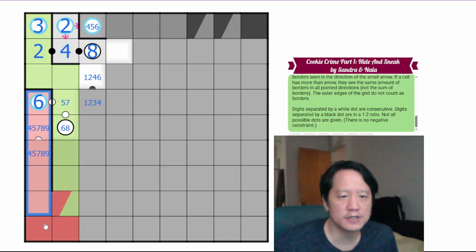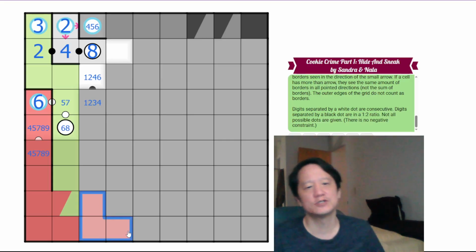It could be 6, 7, 8, 9. So red can go 1, 2. Wait, that's not possible. 6, 7, 8, 9. So this can't go that way. So it has to be either 1, 2, 3, or 1, 2, or 1, 2, 3. We're not sure.